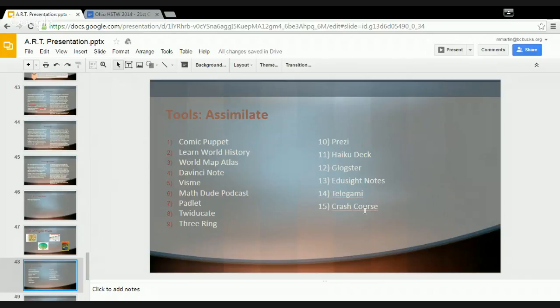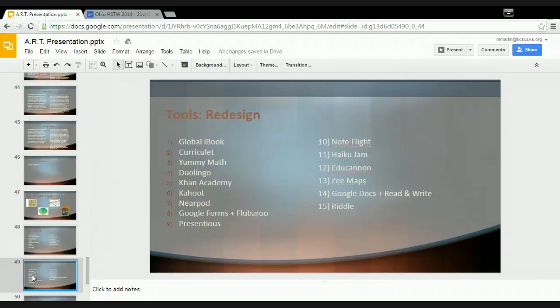Now, I need to let you know that some of these tools do cross over between the stages as well. Some can be used in Assimilate and in the Redesign. They're not set for just one, but when you look at the basic premise of each tool, I try to fit them into the stage that I think is most appropriate for them. Redesign, there's Curriculate, that's good stuff.